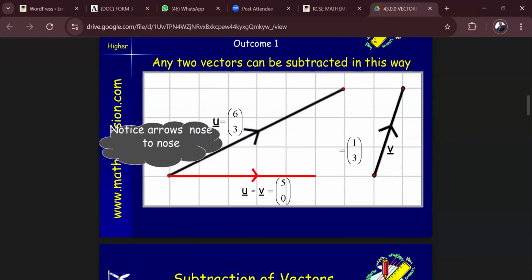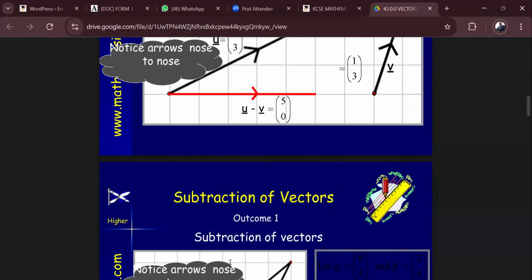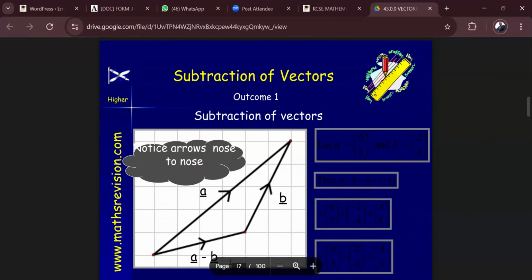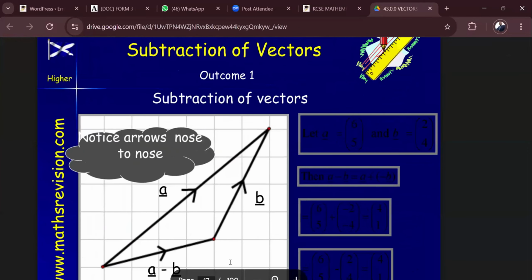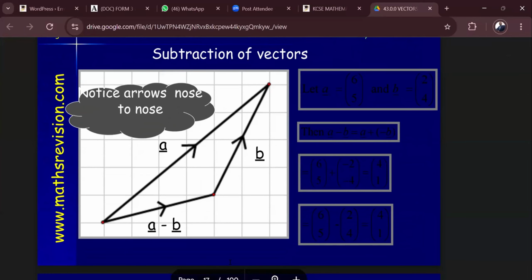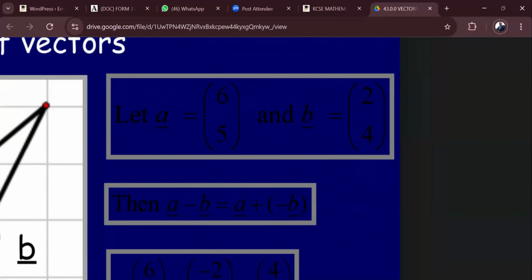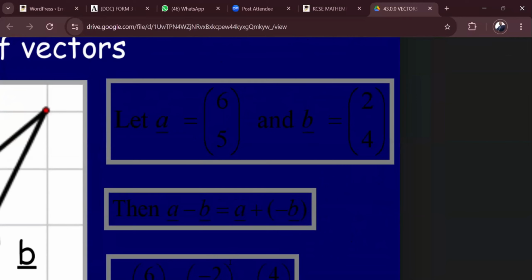So subtraction happens the same way. When you are subtracting, X goes to X, and Y goes to Y. For example, in this case, you're given vector A as 6, 5, and B as 2, 4. Find A minus B. Somebody? 4, 1. Yes, somebody has said 4, 1.